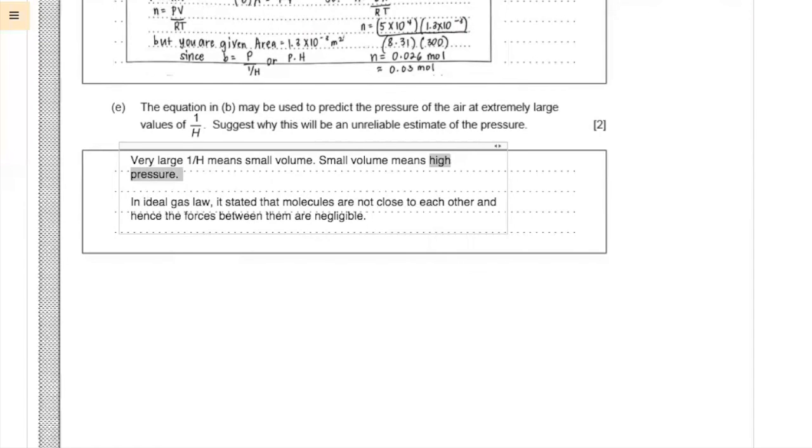remember that pressure is equal to force over area. So if you have a high pressure, then that means that there are greater forces acting on the molecules. However, this is not consistent with the idea of ideal gas law, which is that they should not be close to each other and the forces between them are negligible. So this is the reason why this is an unrealistic statement for this problem. I hope I made this clear so we can proceed on to the next problem.